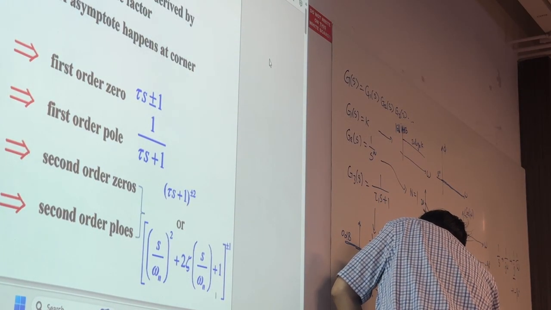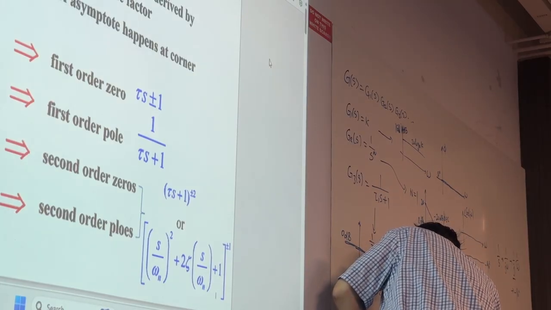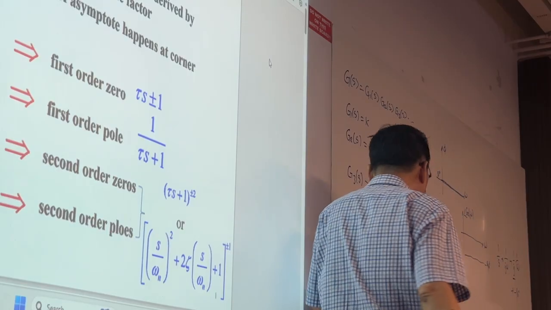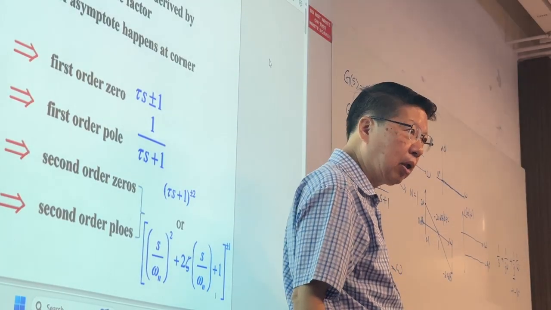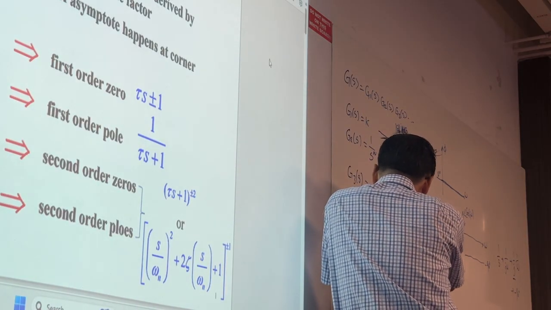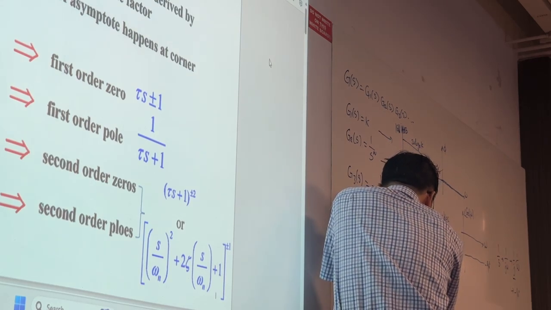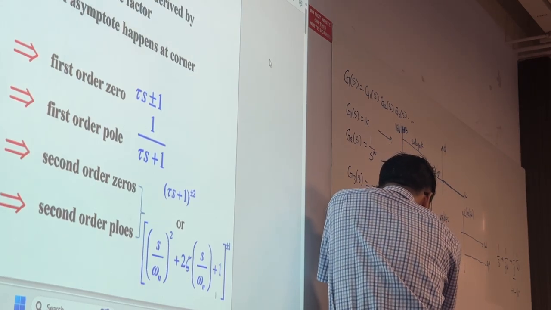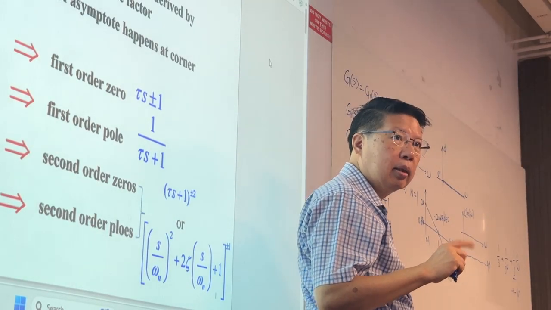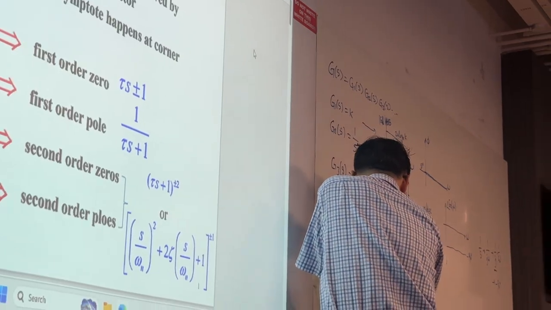One over square root of 1 plus tau 1 omega squared. Okay, so this is a magnitude plot. And then you can see that here is the corner frequency. At this frequency, the product omega times omega 1 is 1. Correct? So at this frequency, this product is 1.